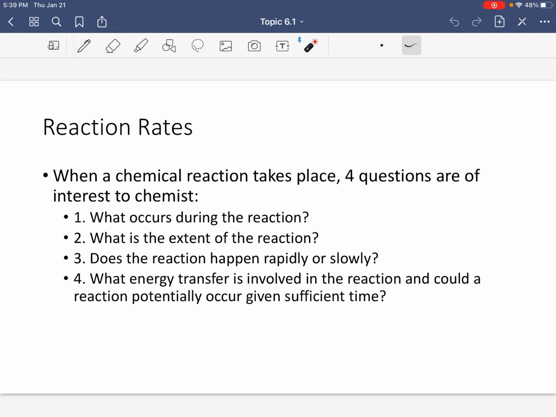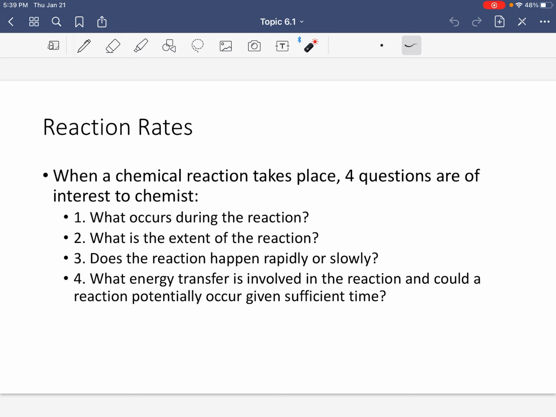Number 2, what is the extent of the reaction? Is the reaction going to go to completion? Or will the reaction actually go backwards to form what we know as equilibrium, that we'll look at next time. Now, number 3 is the one that we're going to look at in this section. Does the reaction happen slowly, or does it happen very quickly? If slow, why is it slow, and can we speed it up?